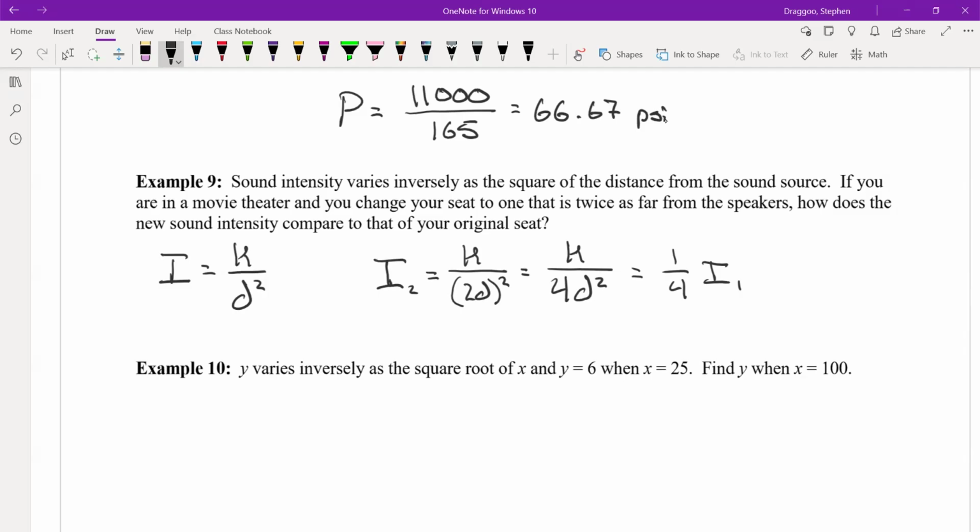So if we double our distance away, our intensity will change by a factor of 1 over 4, since that distance would get squared. Doubling that distance should create some sort of factor of 4 on the intensity. And because they are indirectly varied, I'm going to divide the new intensity by 4 instead of multiplying by 4.